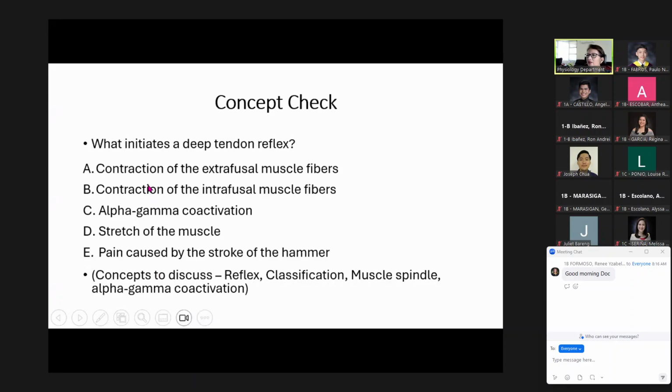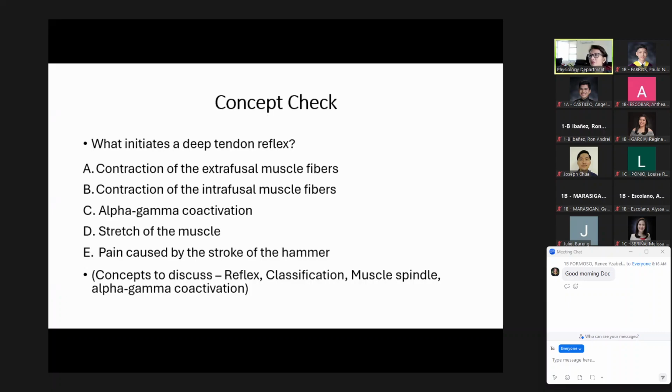Okay. Lahat kayo nag-answer. May nag-answer ng A, B, meron pang C, meron ding E. Okay, what's the answer here? Now, what are the concepts that we will be discussing under this question?